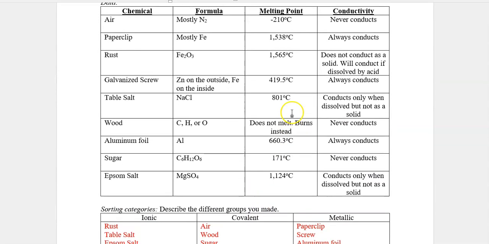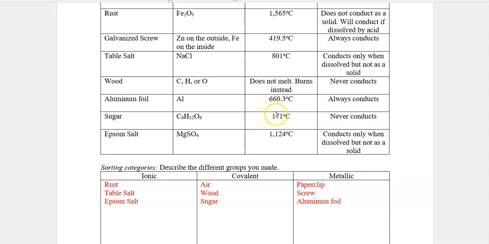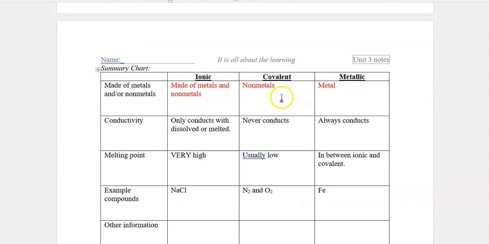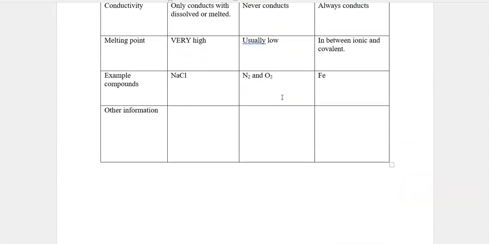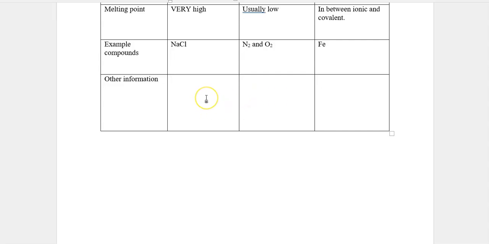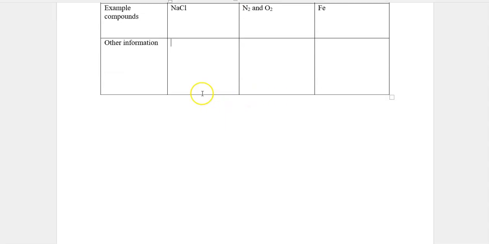There are exceptions, like wood doesn't melt, it burns instead. I actually watched a video. You can kind of melt it, but you have to cheat. You have to do it when there's no air, and then you can't do it with fire. You just have to move the wood really fast.